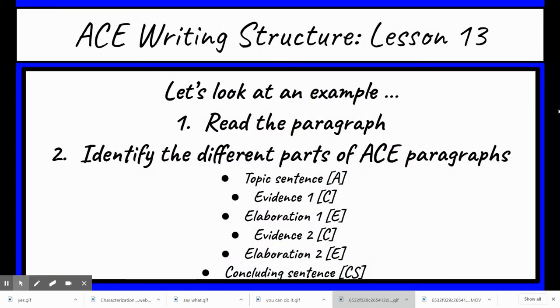Now, I want you guys to try to see if you can identify the different parts of an ACE paragraph. I'm going to display a paragraph and I want you to tell me, what is the topic sentence? Where's the evidence one? Where's the elaboration one? Where's the evidence two, the elaboration two? And where is the concluding sentence?